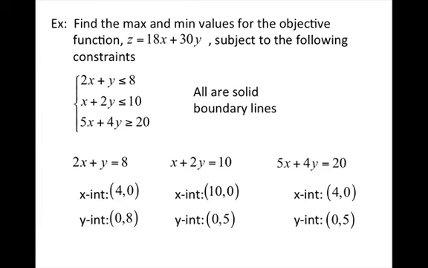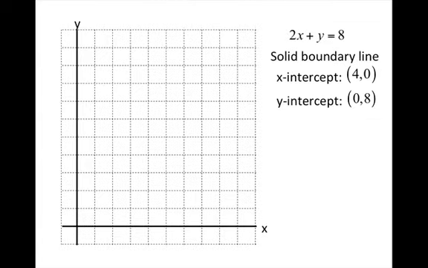So let's begin with the first inequality. The boundary line was 2x plus y equals 8. It was a solid boundary line, and then I had the intercepts (4, 0) and (0, 8). So graph your intercepts of (4, 0) and (0, 8). Draw a solid boundary line through those.